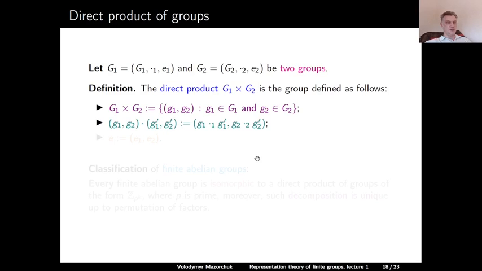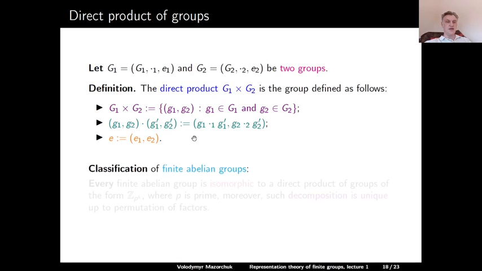So (g1, g2) times (g1', g2') is by definition the pair where the first element is g1 times g1'. This is the product in the first group G1. And the second element is g2 times g2'. So this is a product in the second group G2. And the identity element in the direct product is just the pair (e1, e2). So e1 is the identity in the first group, and e2 is the identity in the second group.